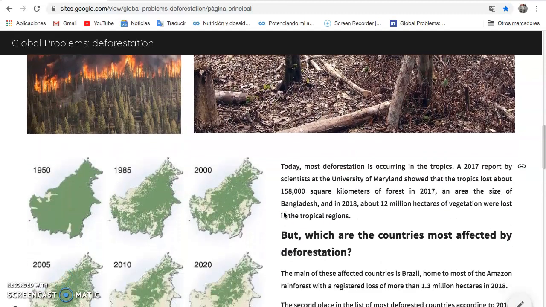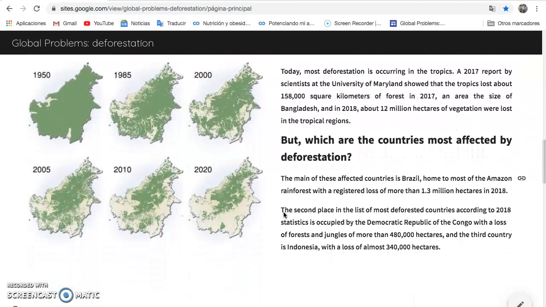What is the area most vulnerable to deforestation? According to my research, most of the deforestation is currently in the tropics. And according to a report by scientists in 2017, the tropics lost an enormous amount of forests in that year. However, when analyzing this information, another question arises: which are the countries most affected by deforestation?